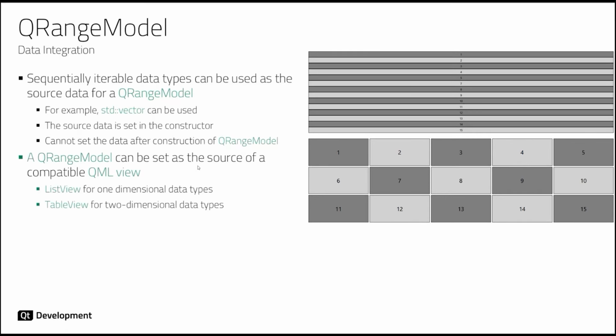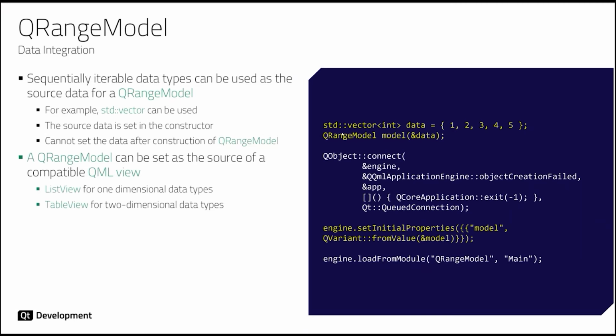So the QRange model is compatible both with a list view and a table view, and we can see that right here in what we've generated. And again, this is requiring far, far less code than would be otherwise required when subclassing the QAbstractItemModel. So it makes it a little bit easier to create views of this kind when we have data stored in some of the standard types in C++.